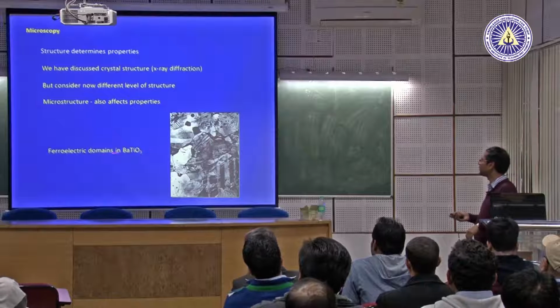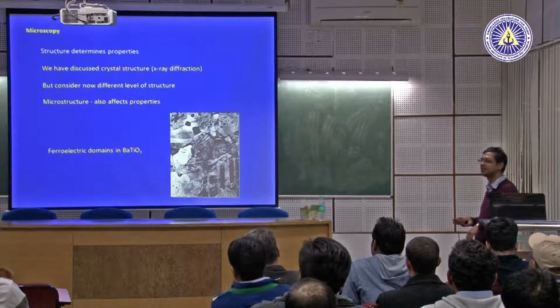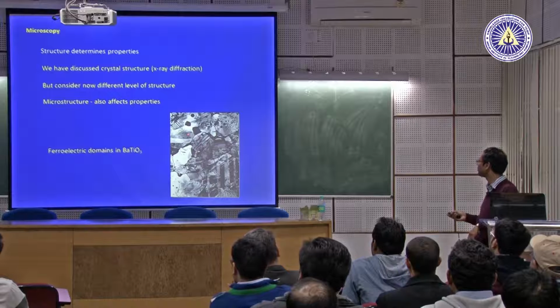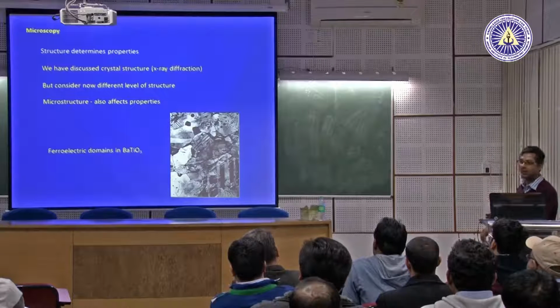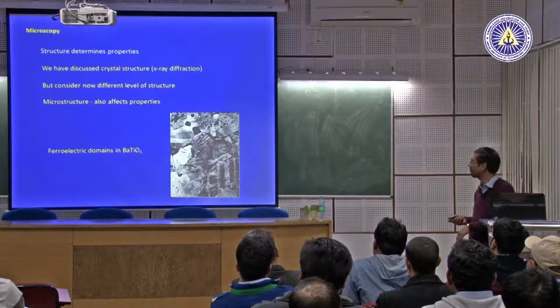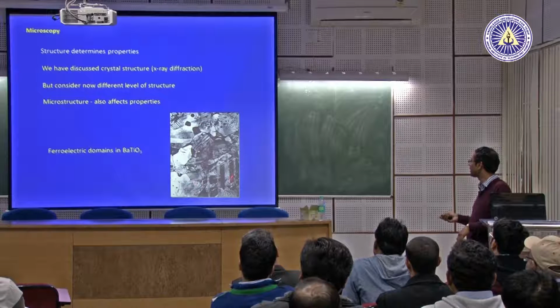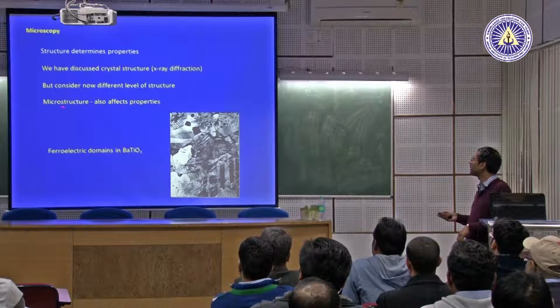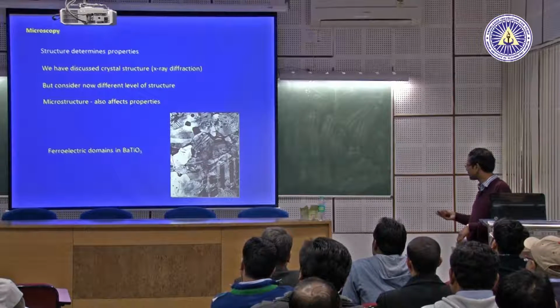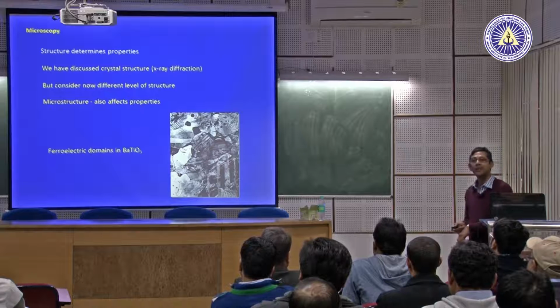Another very important microstructure: ferroelectric domains in barium titanate. I don't know whether you can see the domains here. This is at a very fine level, not like the earlier ones. The earlier pictures were optical micrographs, but this is a transmission electron micrograph. So you can see details inside the domains. Therefore the structure inside these grains plays a very important role.